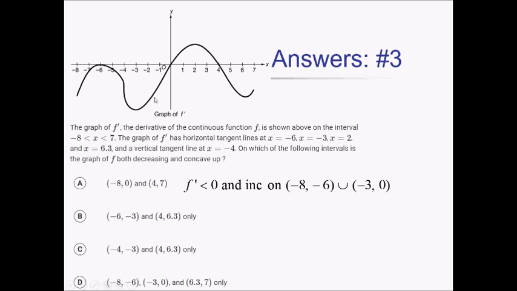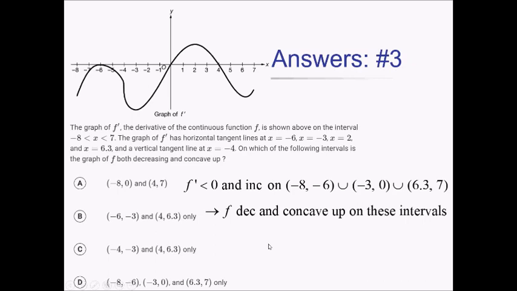And let's see here, we also have an interval where we are negative but increasing on 6.3 to 7, and this is where they had to spell out that this was a horizontal tangent line at 6.3. So since these properties are met on these intervals, we know that f is going to be decreasing and concave up on those same intervals. So that's going to give us answer choice D.